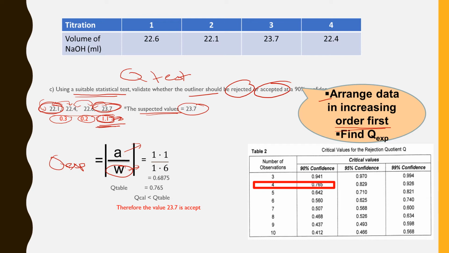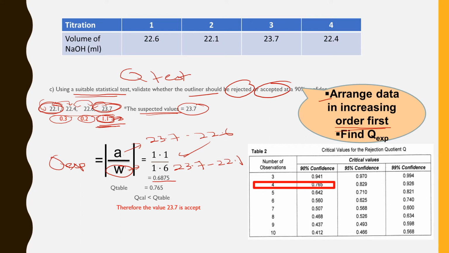Okay, so A here we get 23.7 minus 22.6, so the gap will be 1.1. For the W, it is the gap between the highest and the lowest value, so 23.7 minus 22.1, so you will get 1.6. So 1.1 for A over 1.6 for W, so you will get 0.6875. So this is the value of experiment, or we call it the Q for calculation.